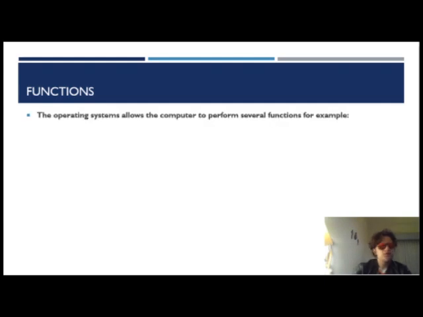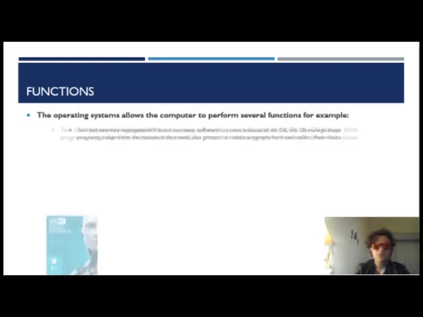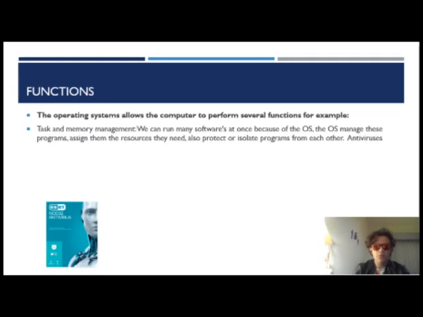Now let's talk about its functions. There are many functions. The operating system allows the computer to perform several functions, for example, task and memory management. We can run many software programs at once because of the OS. The OS manages these programs and assigns them the resources they need. It also protects or isolates programs from each other so they don't corrupt data. A great example is the antivirus. At the moment, you are running multiple tasks, but also the antivirus, and you are not even seeing it. But that's the way it works.